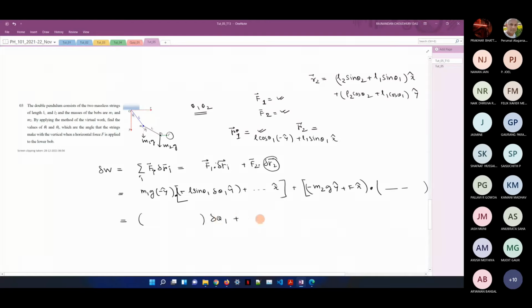something into delta theta 1 plus something into delta theta 2. And you know that this virtual work done will be equal to 0. Now you see your theta 1 and theta 2 are independent coordinates, they are generalized coordinates. So you can make this thing equal to 0 and make that thing equal to 0, and you will get two equations from this. From there, you can find the theta 1 and theta 2 at which this will be in equilibrium. Can you do it by yourself? Because we are running out of time, I don't feel like doing it.